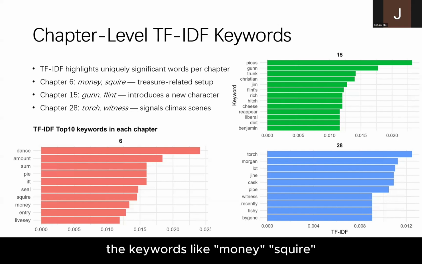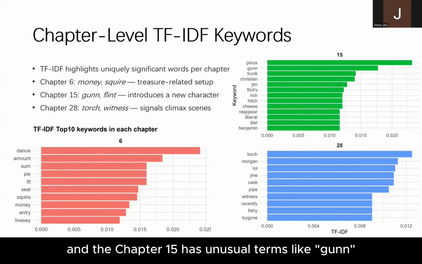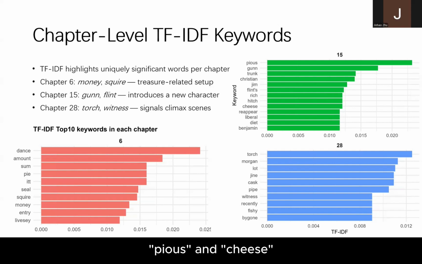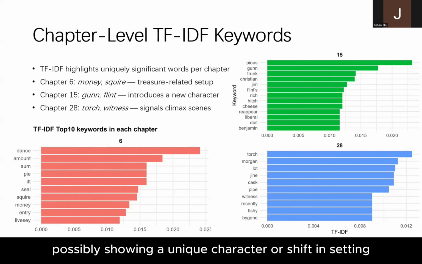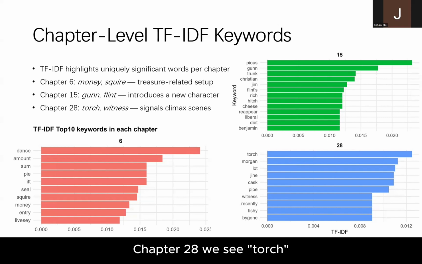In chapter 6, keywords like money, square, and seal suggest legal planning or arguments related to the treasure. Chapter 15 has unusual terms like gums, periods, and cheese, possibly showing a unique character or a shift in a city. In chapter 28, we see torch, witness, and pipe, which suggests confrontation or tension during a dramatic moment. These examples show how TF-IDF helps us understand the chapter level without reading the full story.